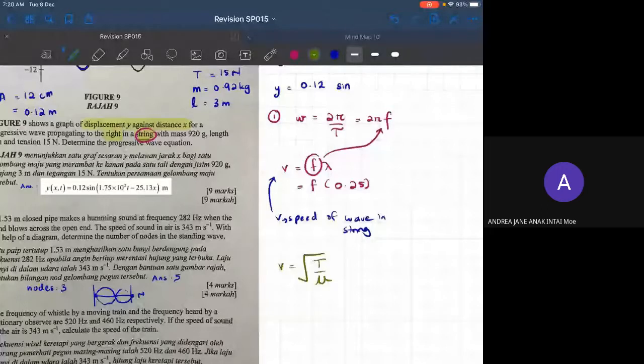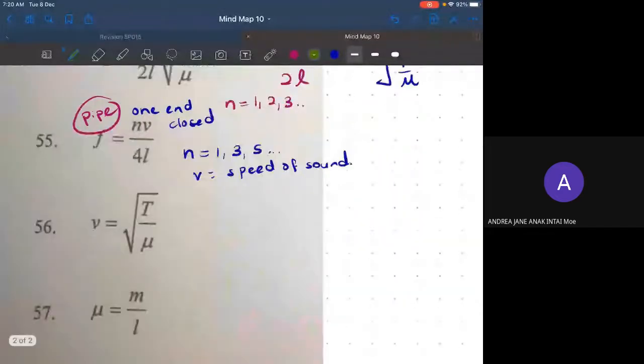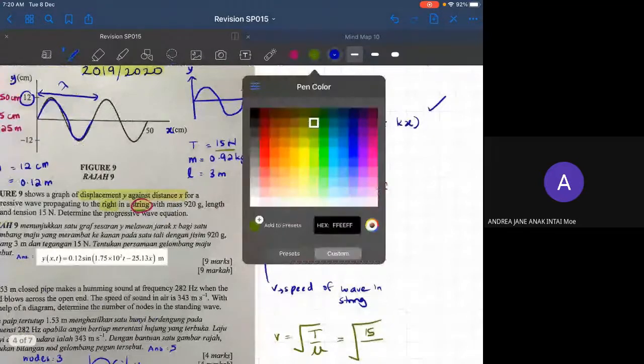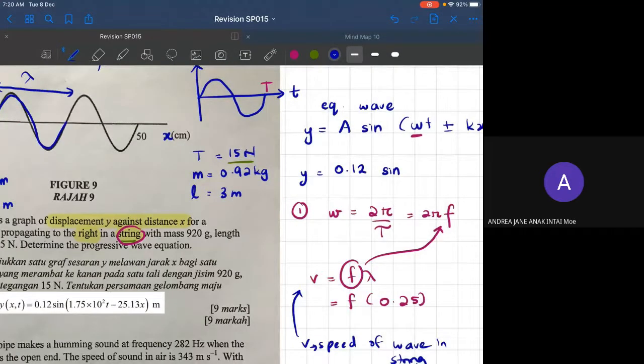Do we have our tension? We already have our tension, which is 15. But what exactly is mu? Look back at the list of formulas. Mu is mass over length, so mu is equal to mass over length. Mass over length is 0.92 divided by 3. What answer will you get? You will get 0.31. Then put the mu into this.